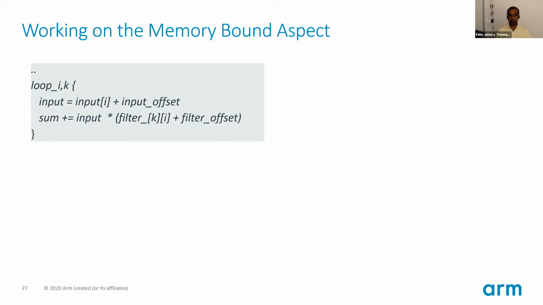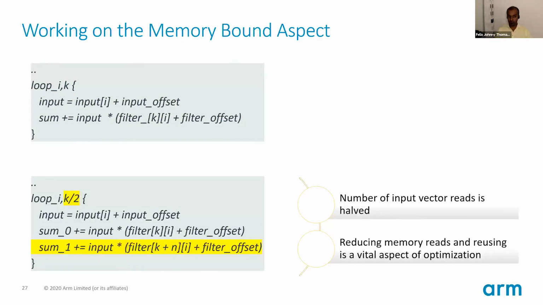You have an input and you add an offset to it, and you do a MAC operation with the filter along with its filter offset. Now, the common part here is your input vector. So what you can do is unroll your filter on the filter dimension so that you read one input and process two outputs at the same time. So essentially what you have done is you halved the number of input reads. Now that in itself is a very good optimization. And reducing memory reads and reusing is a vital aspect of optimization.